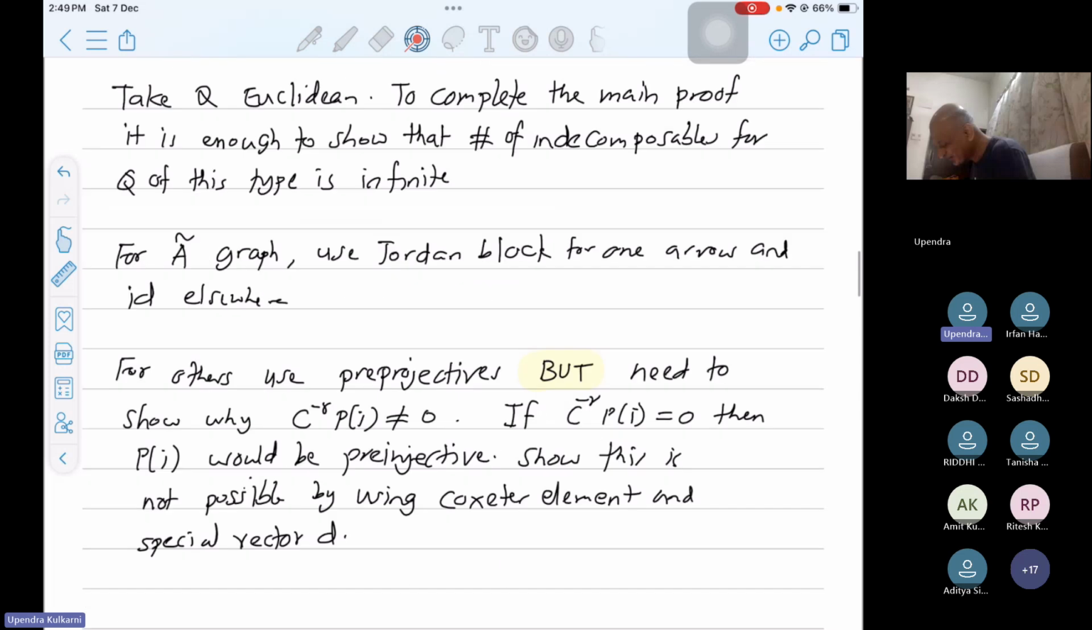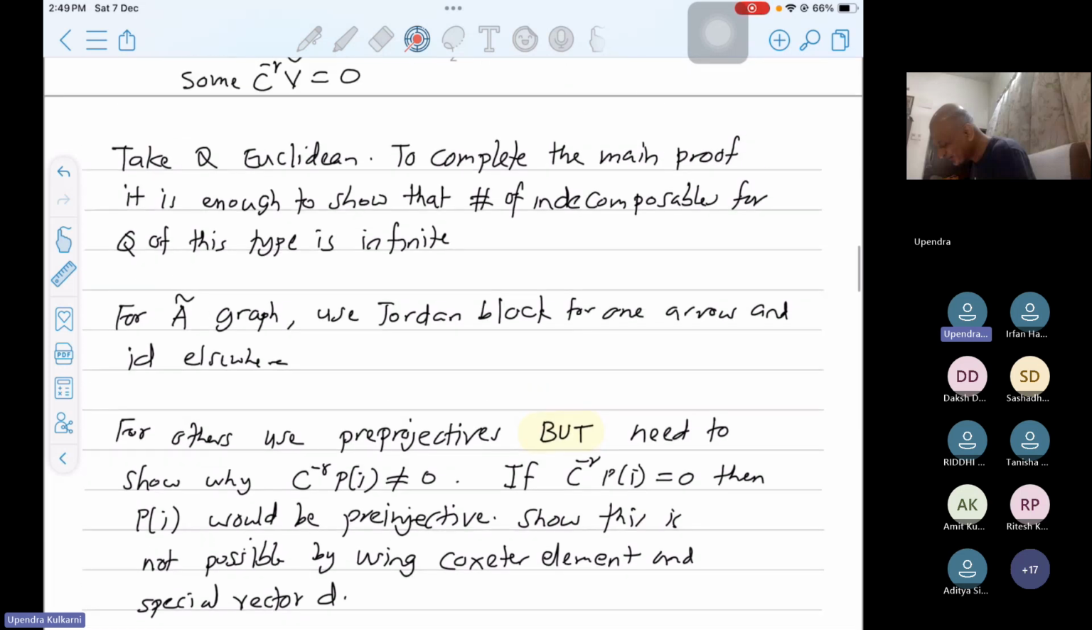So this is where I have to do a job, where I have to say that, look, this pi is not pre-injective. It's not a pre-injective representation. And at this point, I have to chicken out because we just don't have enough time. But I will make some noises. So this takes some job.